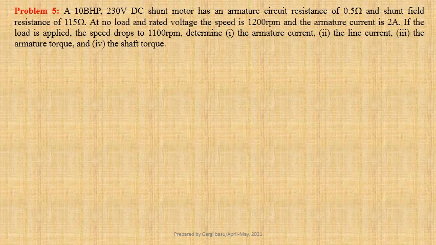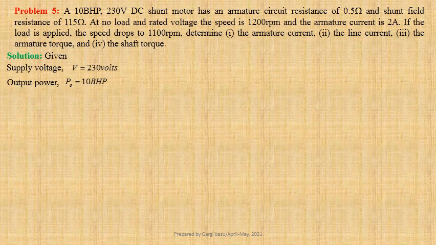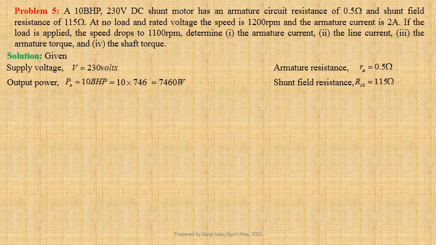Let us first jot down the given data. Supply voltage V equals 230 volts. Output power PO equals 10 bhp. Since 1 bhp equals 746 watts, we get PO equals 10 into 746, that is equal to 7460 watts. Armature resistance RA equals 0.5 ohm. Shunt field resistance RSH equals 115 ohm.